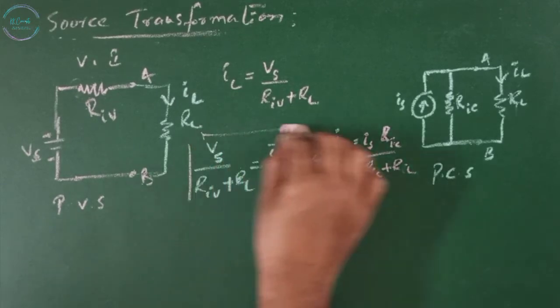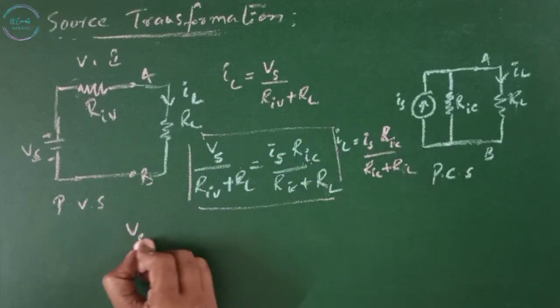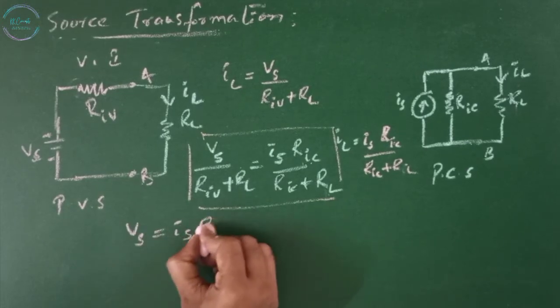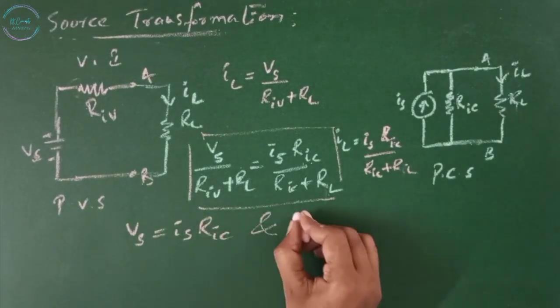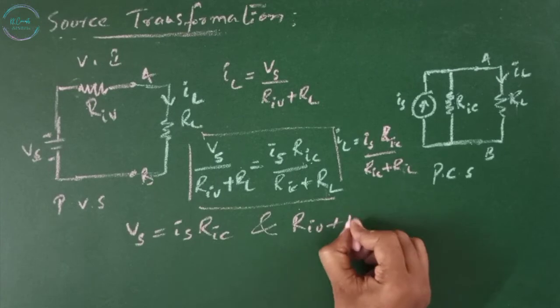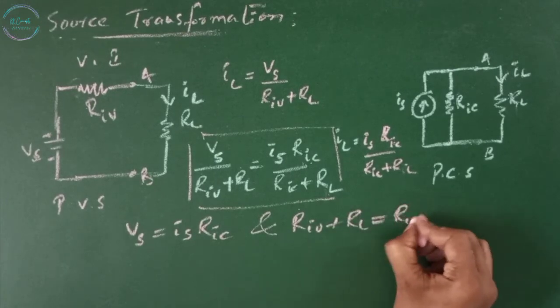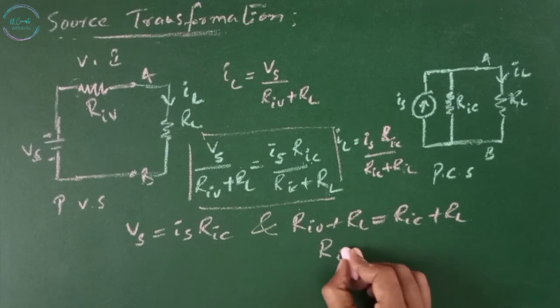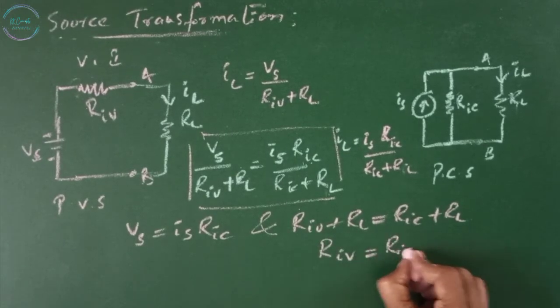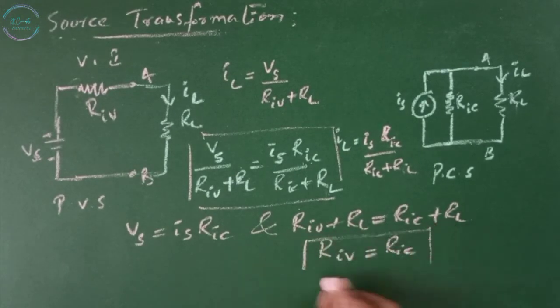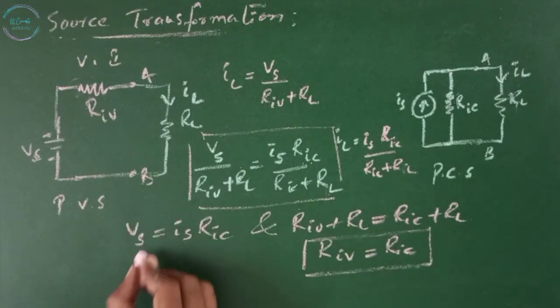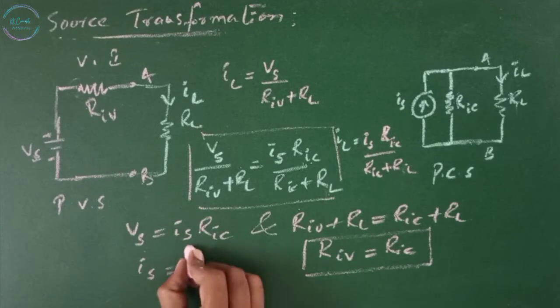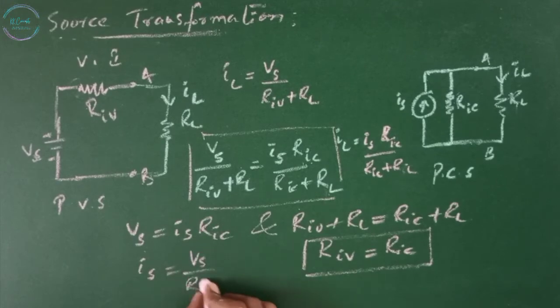And this is possible only when Vs equals Is RIC and RIV plus RL equals RIC plus RL, from which we can say that RIV equals RIC, which is nothing but the internal impedance of the voltage source equals the internal impedance of the current source. And from this, Is equals Vs divided by RIC.